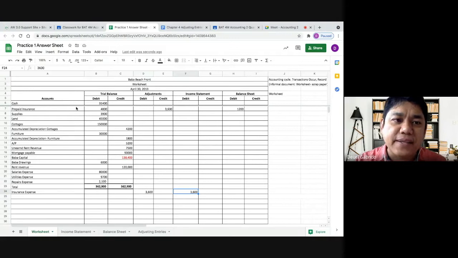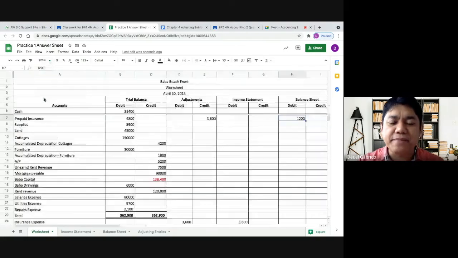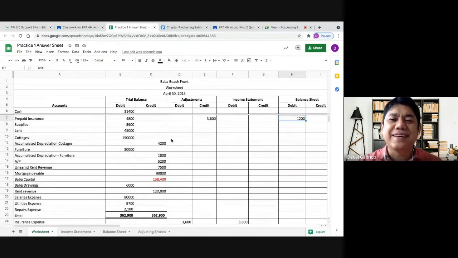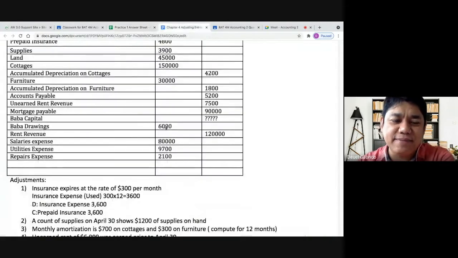And the other one, guys, if we do not adjust the prepaid insurance, I know we advance paid 4,800 at the beginning of the year, but because we consumed 3,600 of that, the remaining insurance at the end of the year will only be $1,200. Any questions so far? Ask a question if there is. So far, so good. Very nice. I love that. That's the first adjustment. Now let's go to the next.